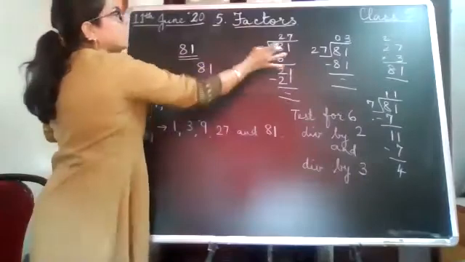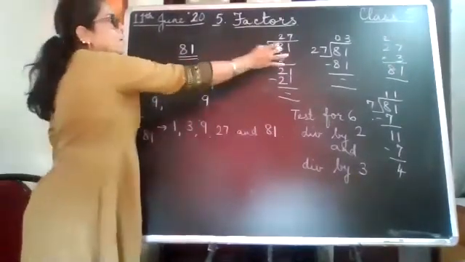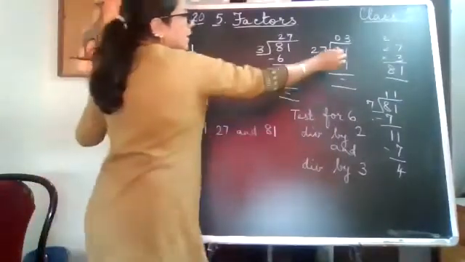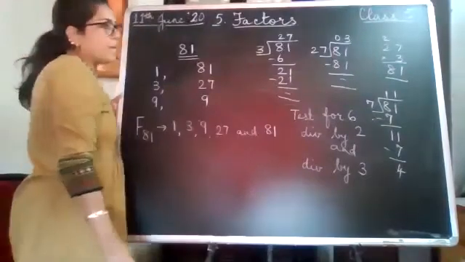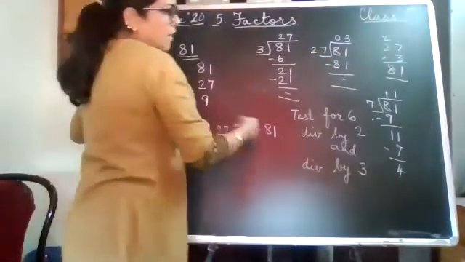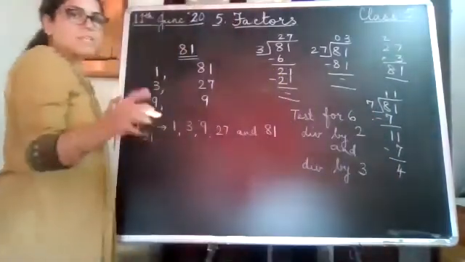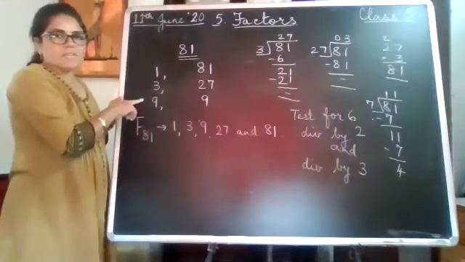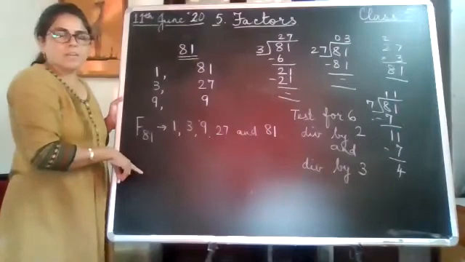So when we divided 81 by 3, we didn't get a remainder. So 3 is a factor of 81. When I divided 81 by 27, I got the remainder 0, meaning 27 is a factor of 81. Then when I divided 81 by 7, I got the remainder 4. So 7 is not a factor of 81. This is how we list the factors of a given number.